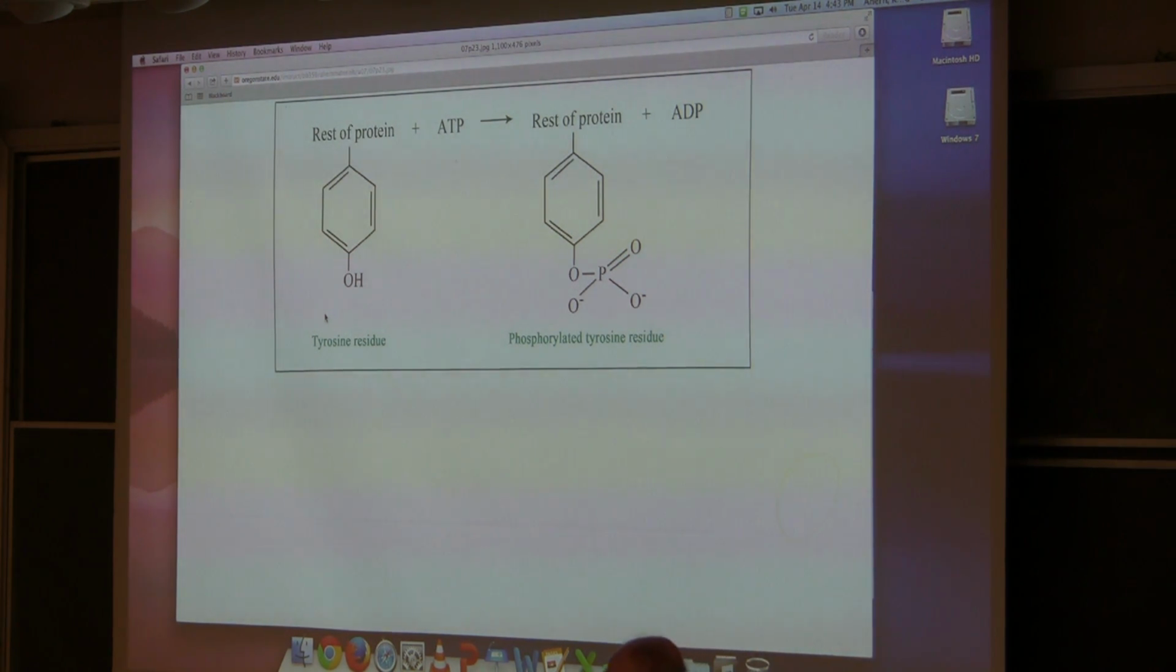There's another group of enzymes that remove phosphates from things. Those enzymes have their own name. They're called phosphatases. P-H-O-S-P-H-A-T-A-S-E-S. Phosphatases. So a phosphatase would remove the phosphate off of this tyrosine and leave a hydroxyl. In other words, just making the reaction go backwards.